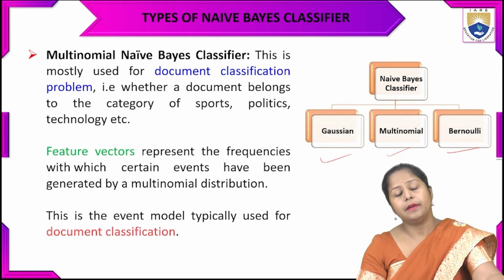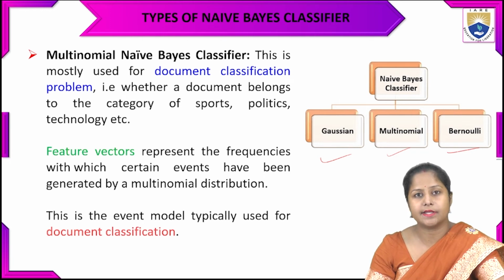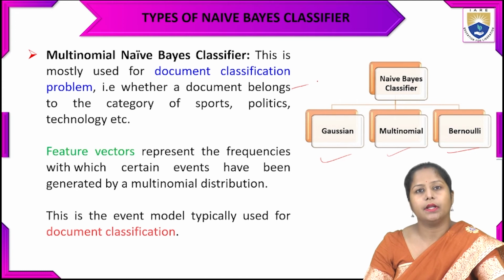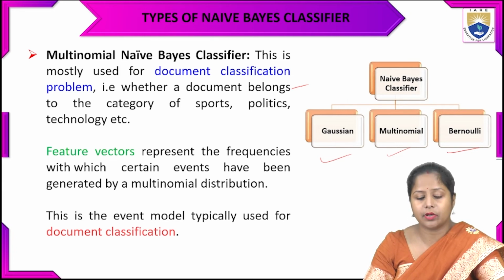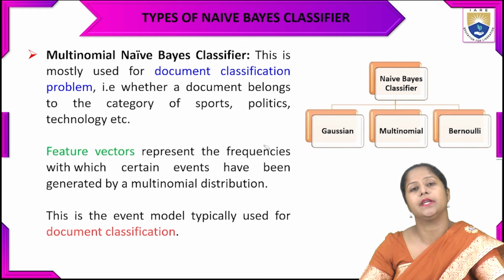The multinomial naive Bayes classifier is mostly used for document classification problems, such as whether a document belongs to the category of sports, politics, or technology. Suppose there is an online newspaper, and a page has to be verified: whether it has sports, and does not have politics or technology news. For this type of classification, we can use the multinomial naive Bayes classifier.